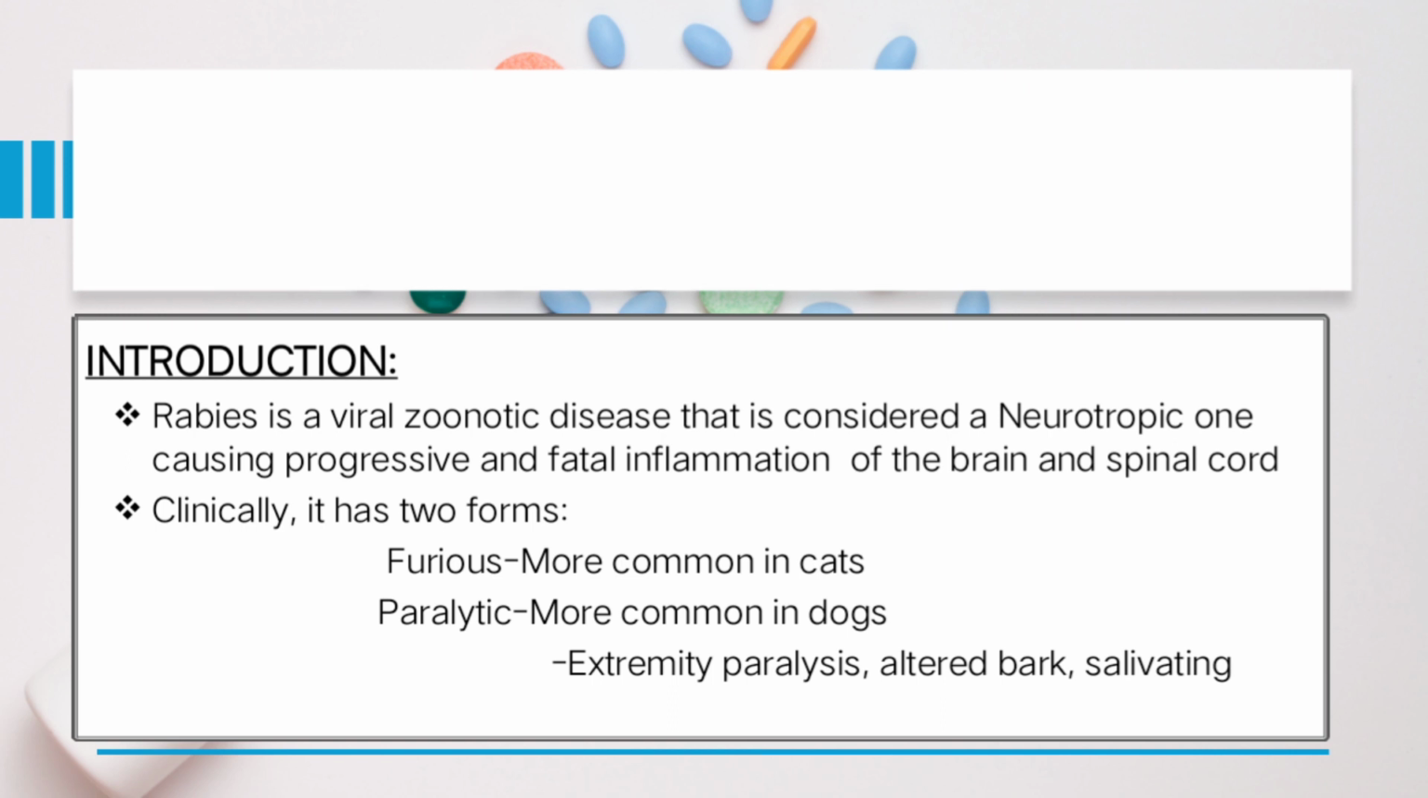Next, clinically it has two forms, namely furious and paralytic. The furious type of rabies is common in cats, whereas paralytic rabies is common in dogs, which causes extreme paralysis, altered bark and salivation in dogs.